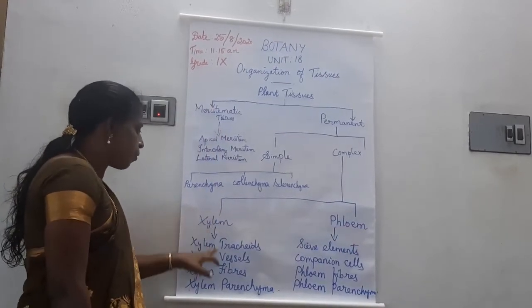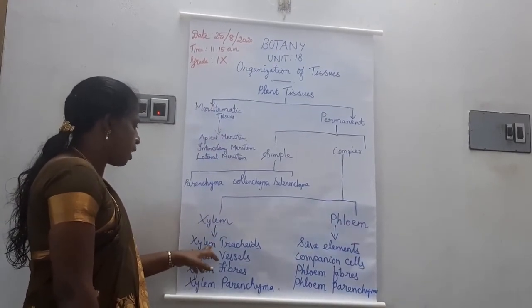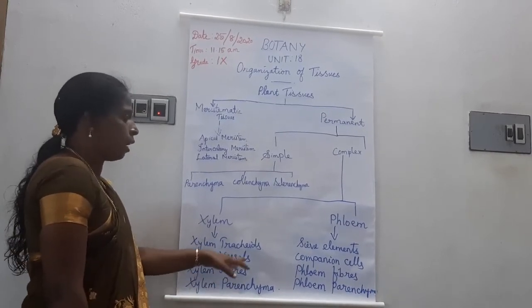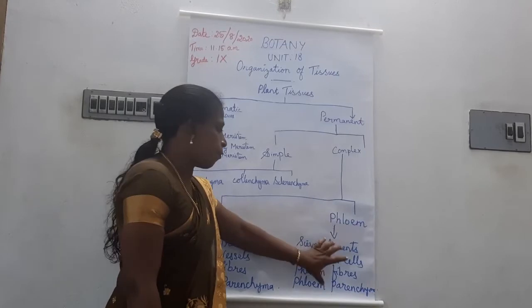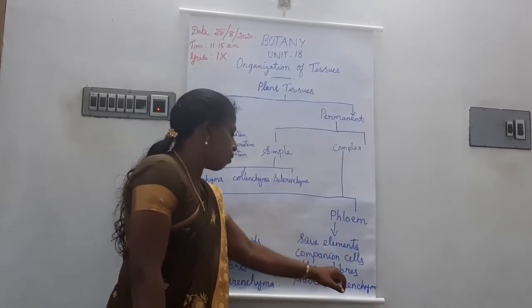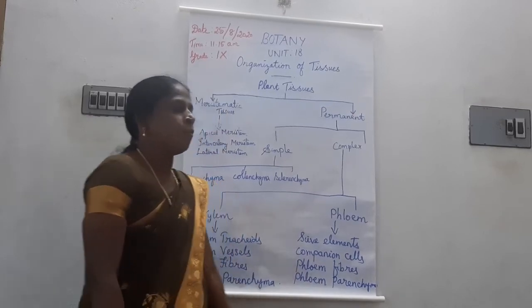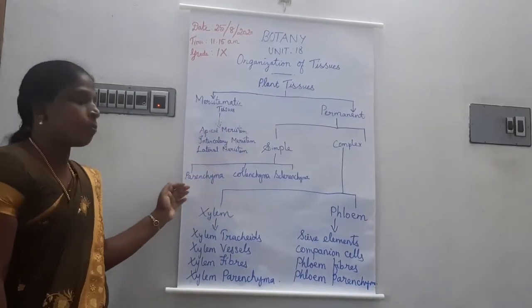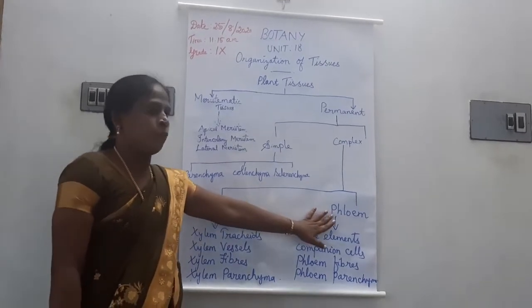Xylem consists of 4 types of tissues. They are xylem tracheids, xylem vessels, xylem fibers and xylem parenchyma. Phloem consists of 4 types of tissues. They are sieve elements, companion cells, phloem fibers and phloem parenchyma. Now we can learn about the differences between xylem and phloem.